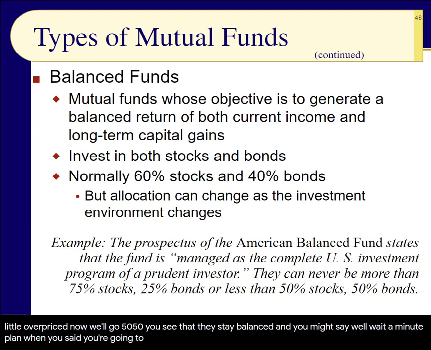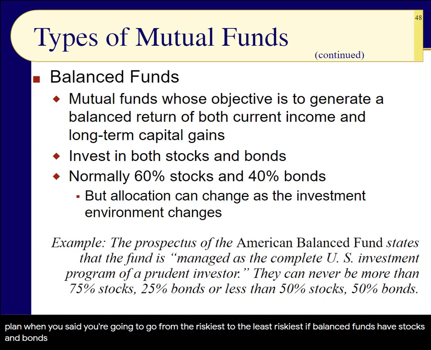And you might say, well, wait a minute, Piano. You said you're going to go from the riskiest to the least riskiest. If balanced funds have stocks and bonds, shouldn't they be in between stocks and bonds? Well, the answer is no. That doesn't make sense? Well, it's counterintuitive.